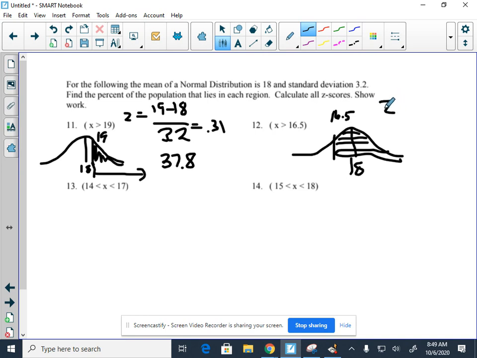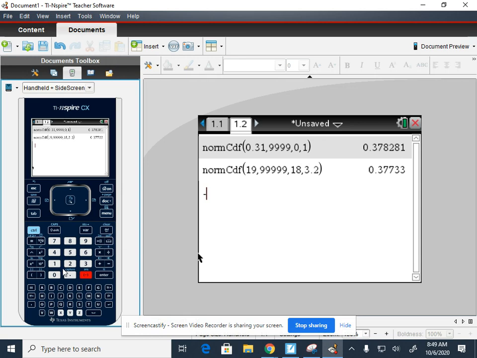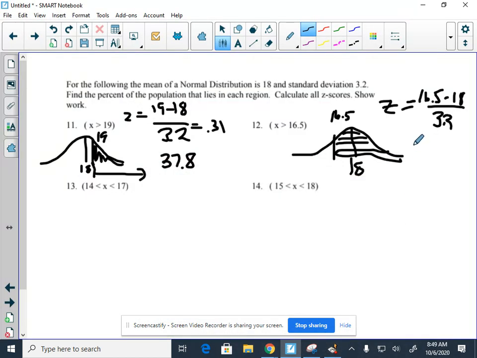Again, you would do a z-score, so you go z equals 16.5, subtract 18, always subtract the mean, divide by 3.2. Is it 3.2? Yeah. Divide by 3.2 to get negative 0.31 if we round. So our z is negative 0.31. Now you would go from negative 0.31 to 999.